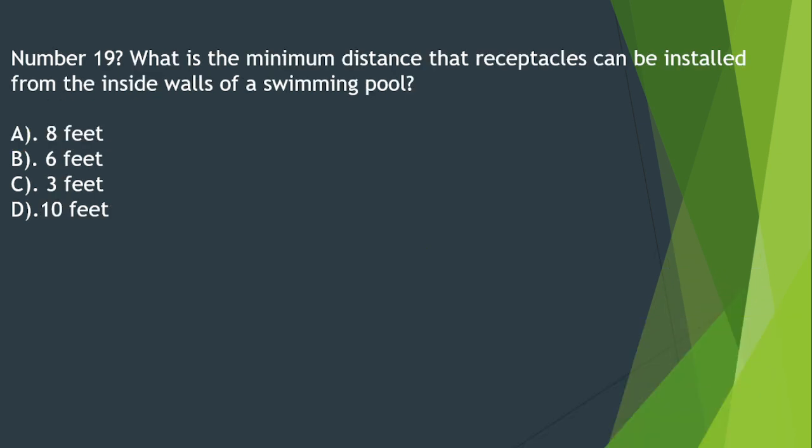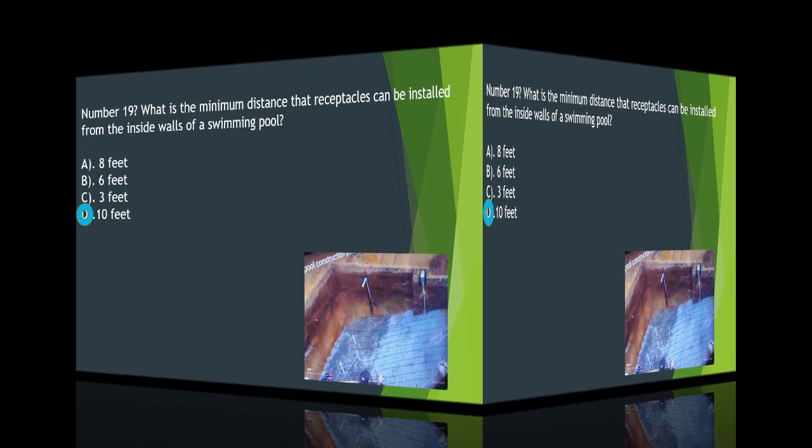Number 19. What is the minimum distance that the receptacle can be installed from the inside wall of a swimming pool? A. 8 feet, B. 6 feet, C. 3 feet, or D. 10 feet. Answer is D. 10 feet.